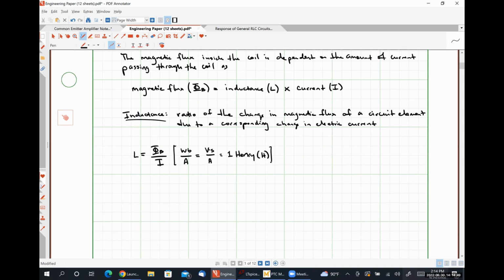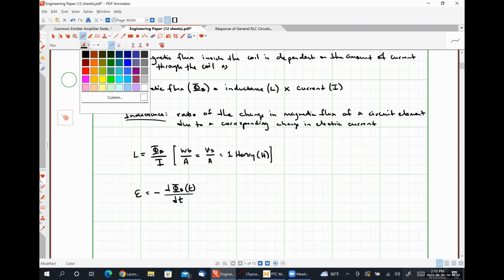So the Henry is the unit of inductance. An alternative definition for inductance is the tendency of an electrical conductor to oppose a change in the electrical current flowing through it. This relationship is described by Faraday's law. Faraday's law says E, the electromotive force, is equal to negative the change in magnetic flux with respect to time. Okay.